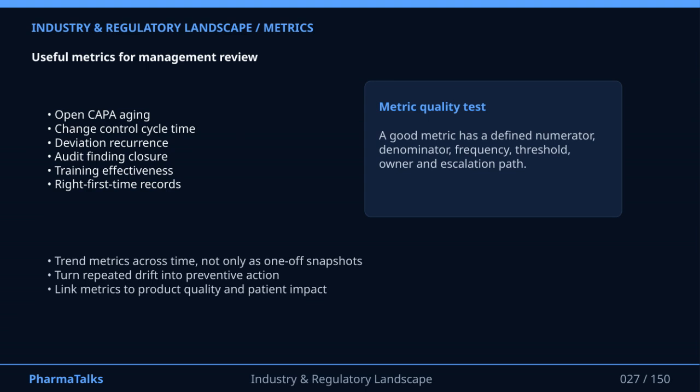accuracy and reducing rework. A high-quality metric must have a clearly defined numerator and denominator, along with specified frequency of measurement. Set thresholds for acceptable performance, a designated owner responsible for the metric, and an escalation path if targets are not met. It's important to analyze these metrics as trends over time rather than isolated snapshots.